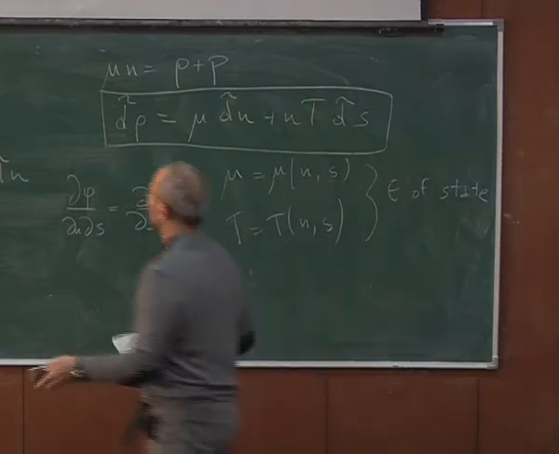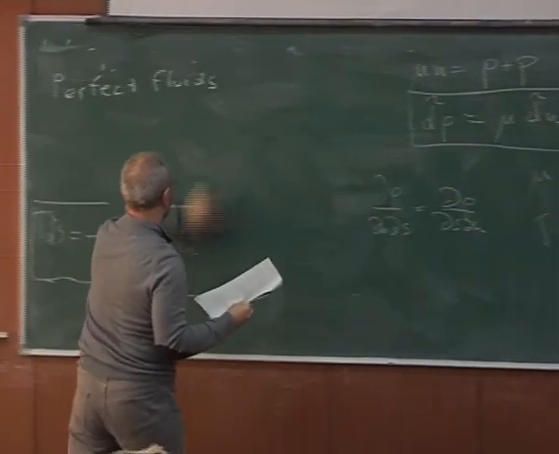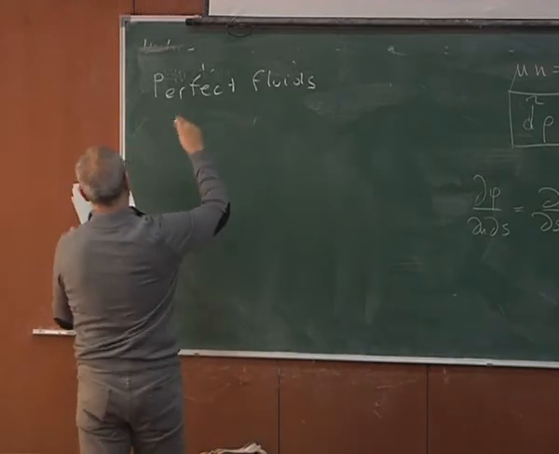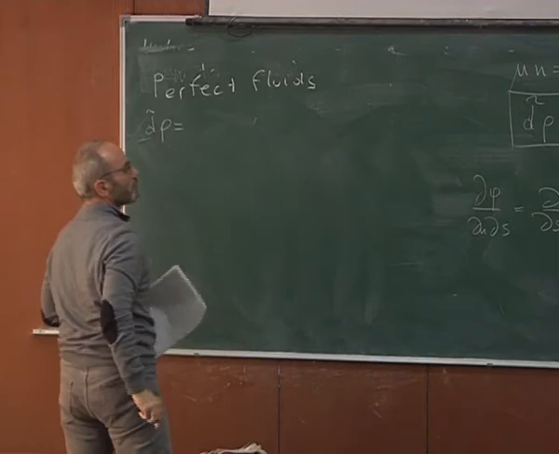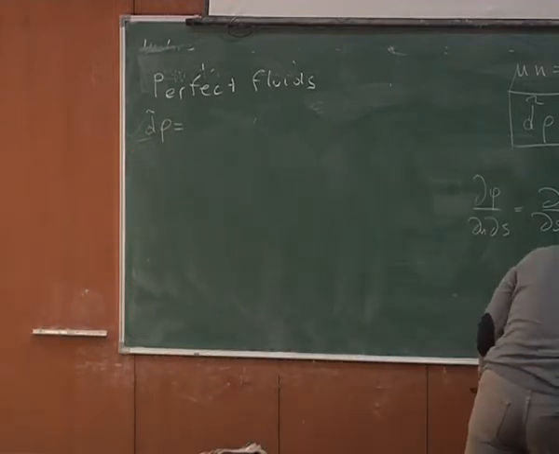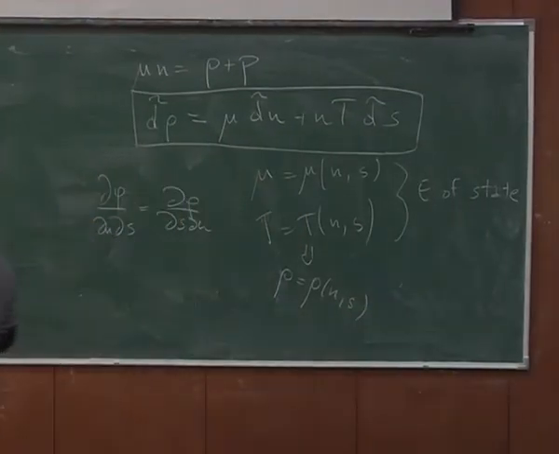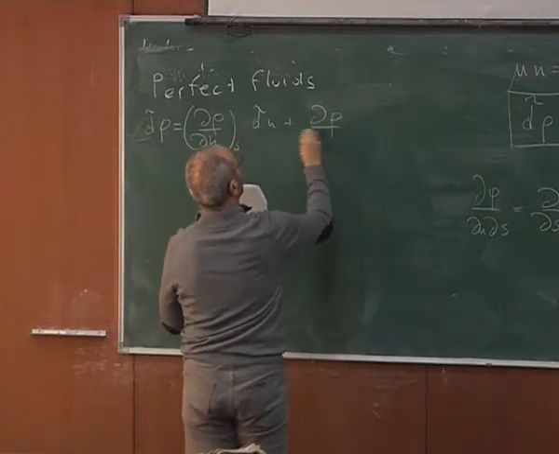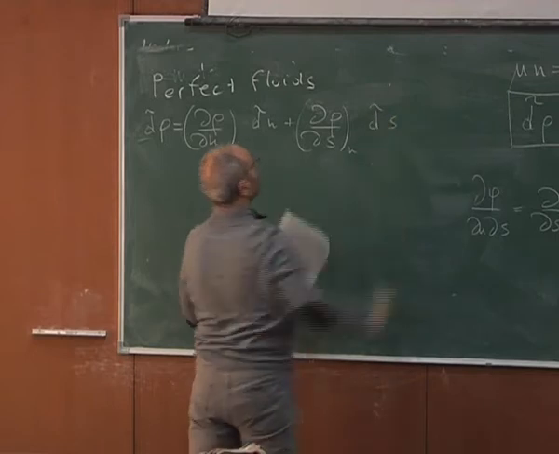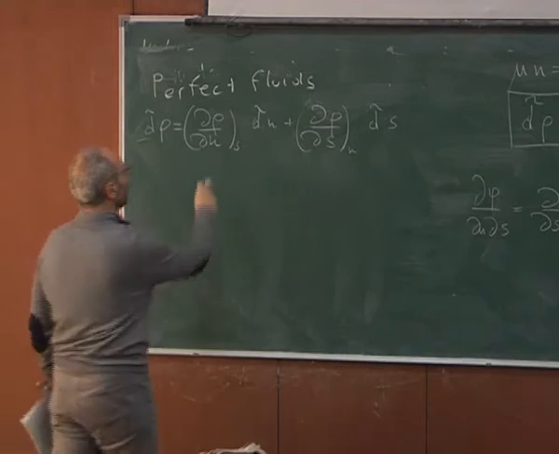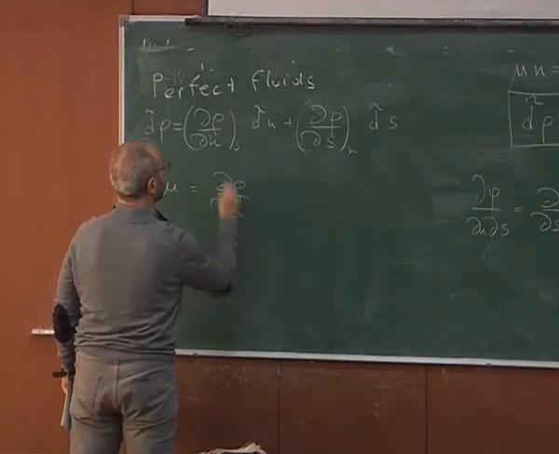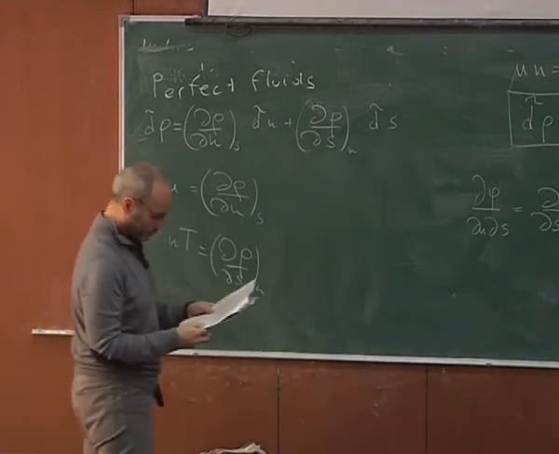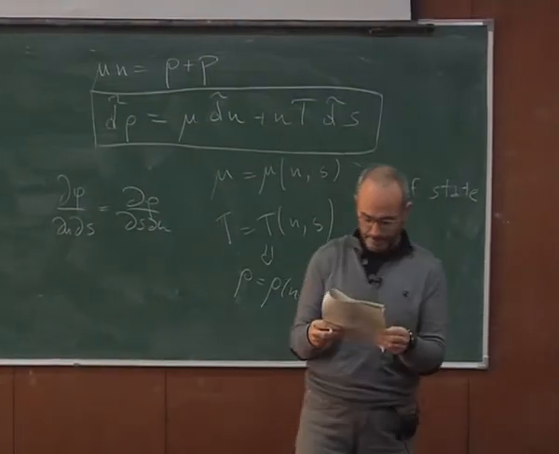Okay, so let me write. So we know d rho. Because rho is a variable, this implies that rho also will be a function of n and s, because I have two thermodynamical degrees of freedom. Rho can then be written in this form. And then we clearly see that mu is d rho over dn at constant entropy, and nT is equal to d rho over ds at constant n.